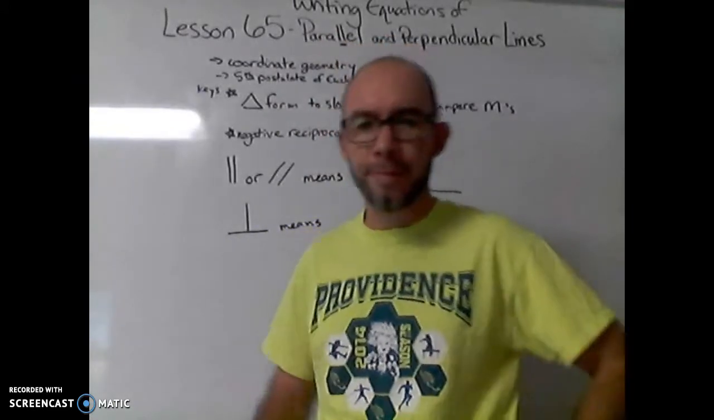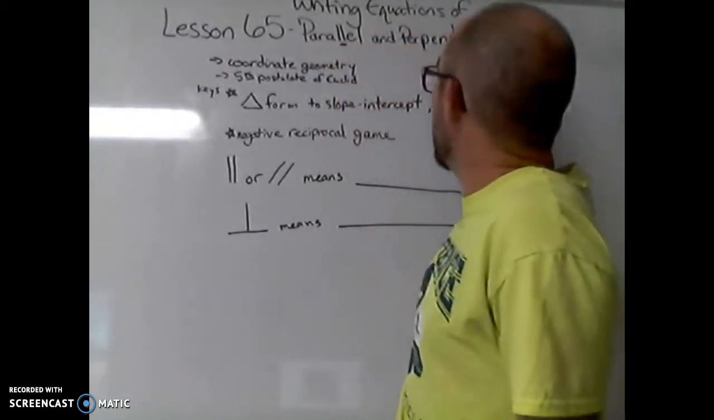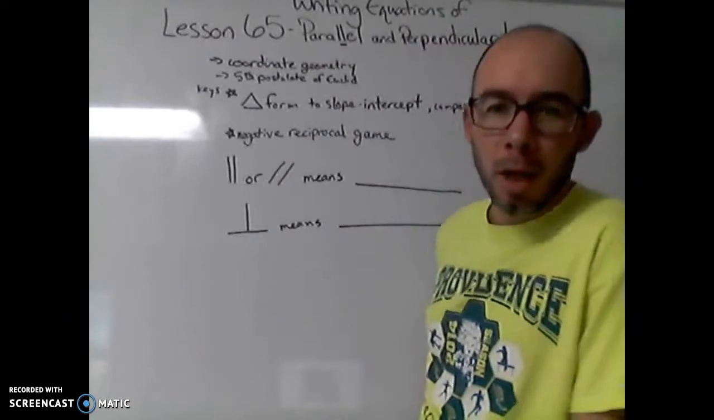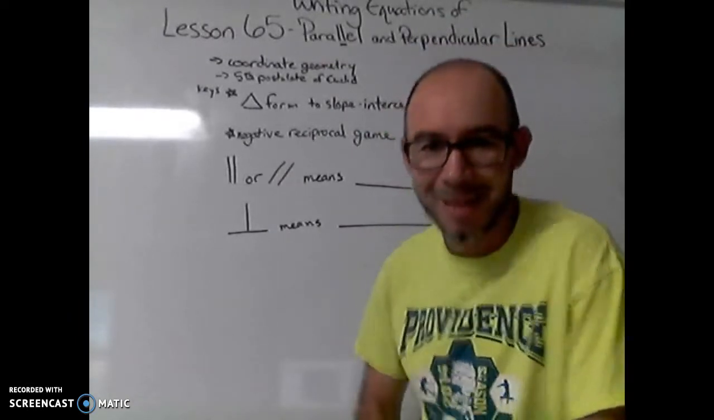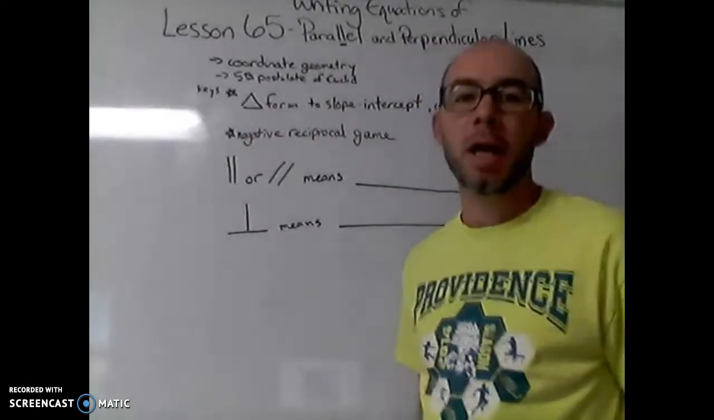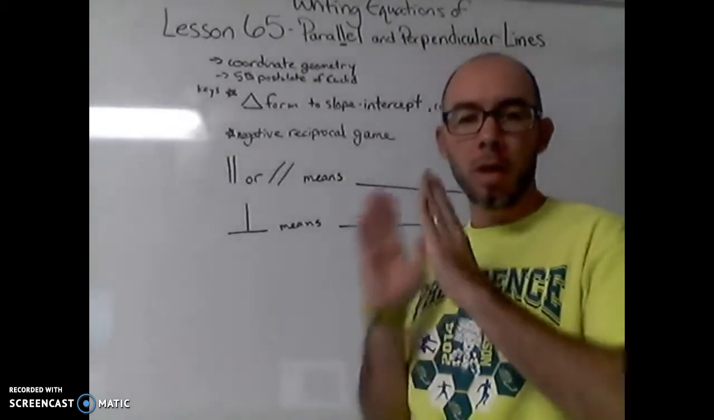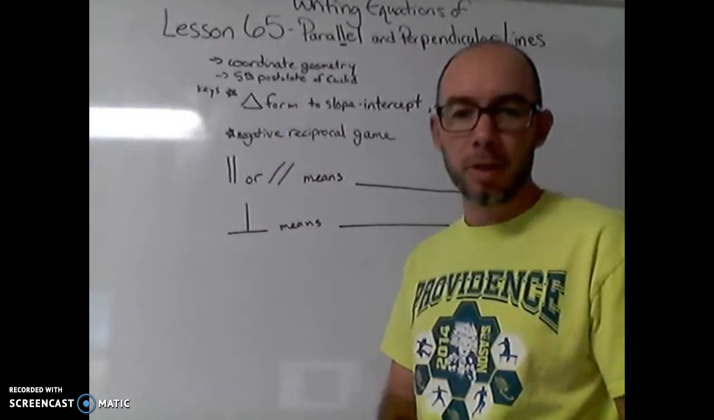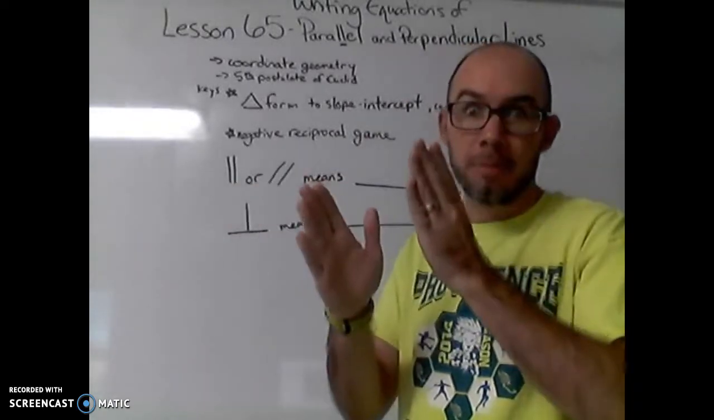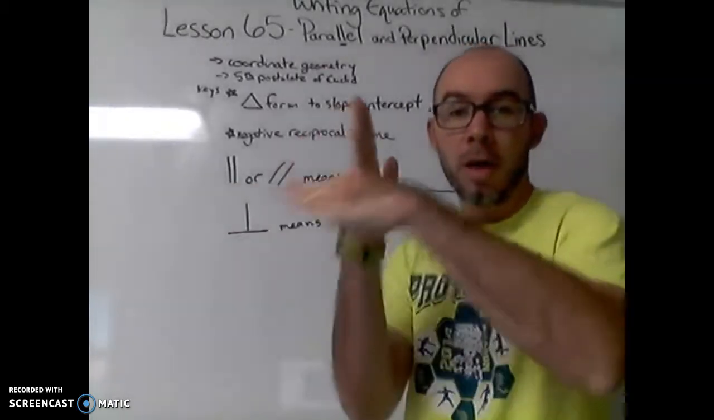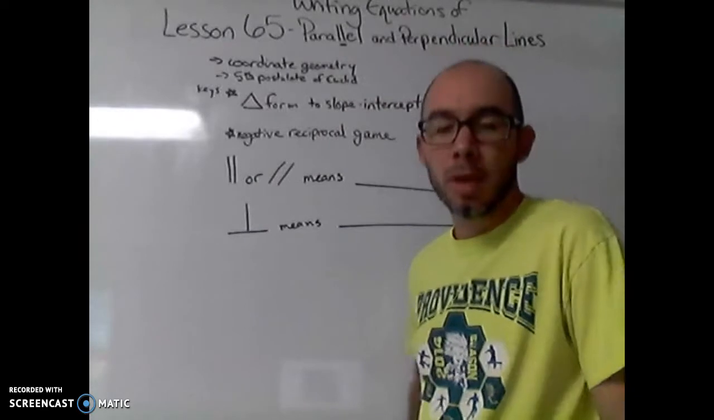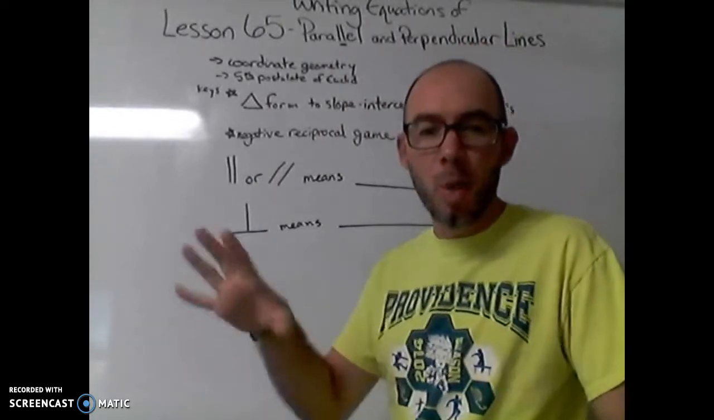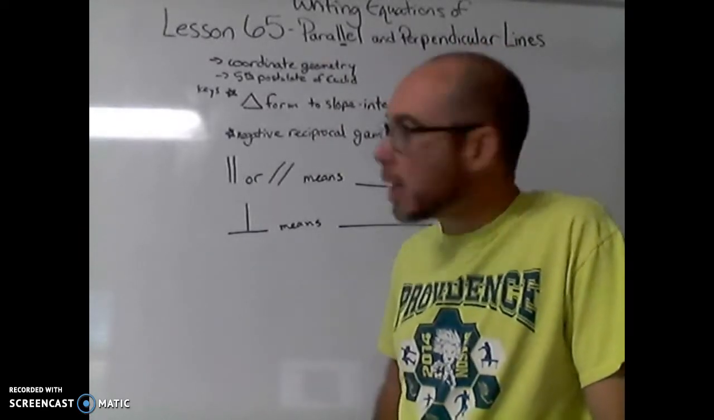Lesson 65. You're going to learn today how to write equations of parallel and perpendicular lines. We're going to have sets of lines. We're going to see whether they will continue on in the direction they're going without ever crossing, or if they are at 90-degree angles to each other. So this is going to be some y equals mx plus b kind of stuff.